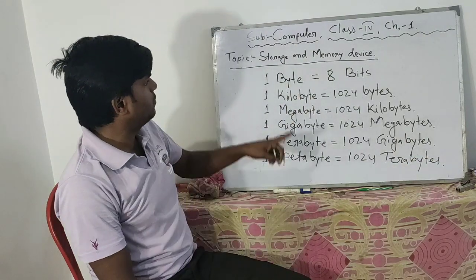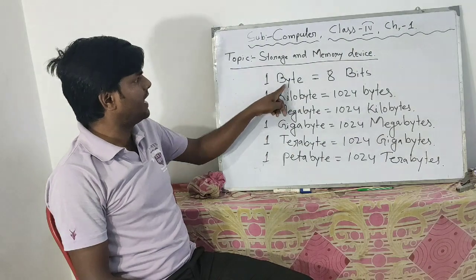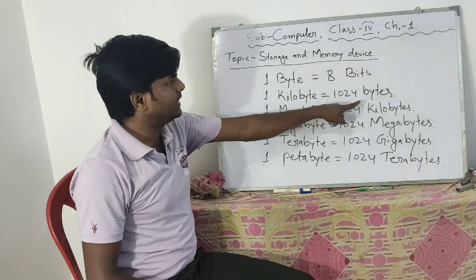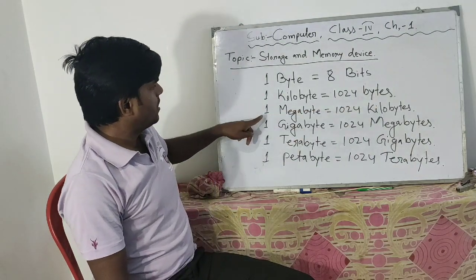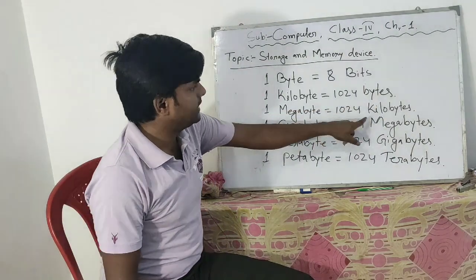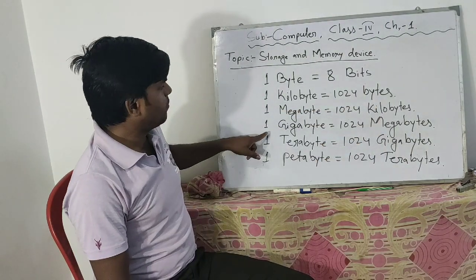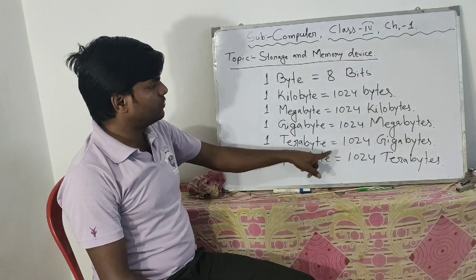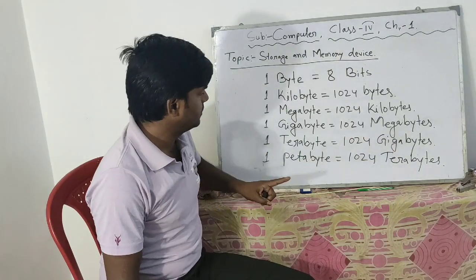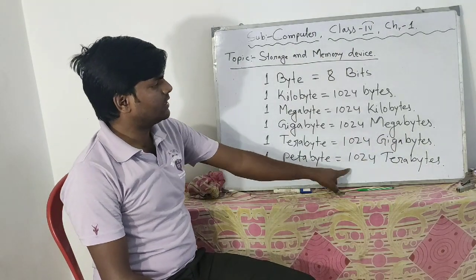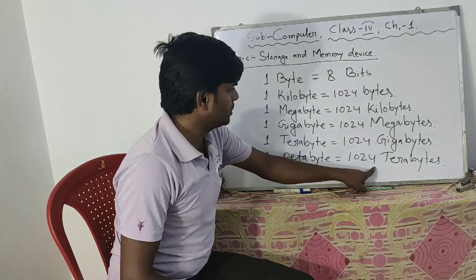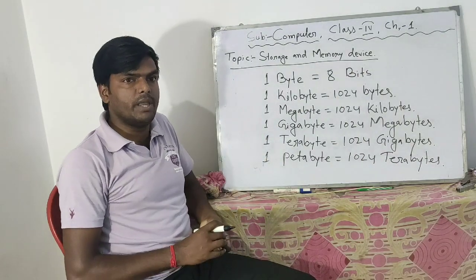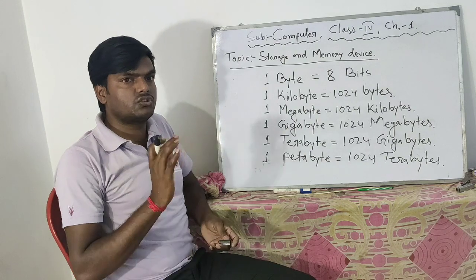Okay, so again I am repeating that 1 byte equal to 8 bits, 1 kilobyte equal to 1024 bytes, 1 megabyte equal to 1024 kilobytes, 1 gigabyte equal to 1024 megabytes, 1 terabyte equal to 1024 gigabytes, and 1 petabyte equal to 1024 terabytes. Okay, so this is the size of the memory. Memory can store like that.